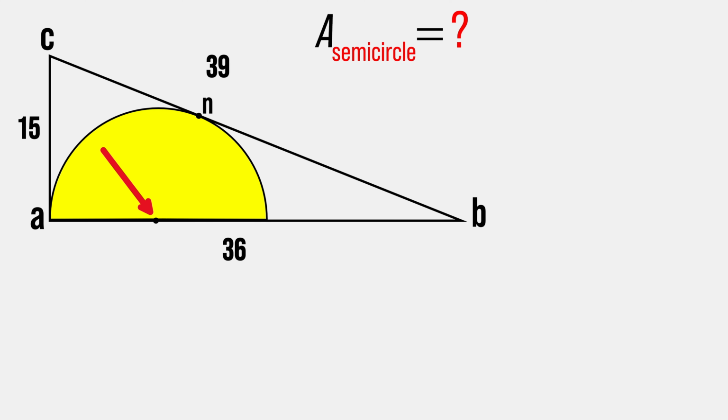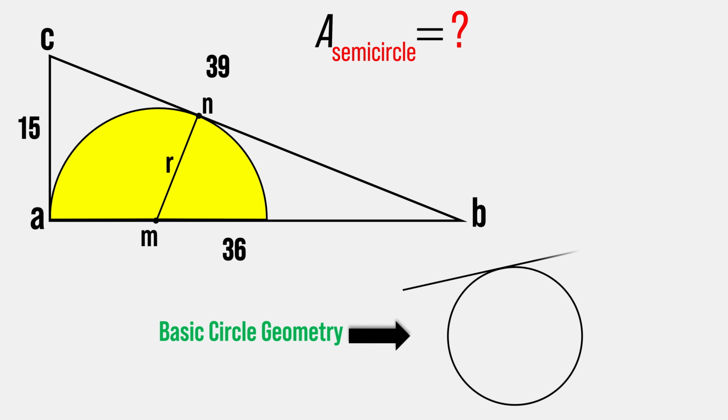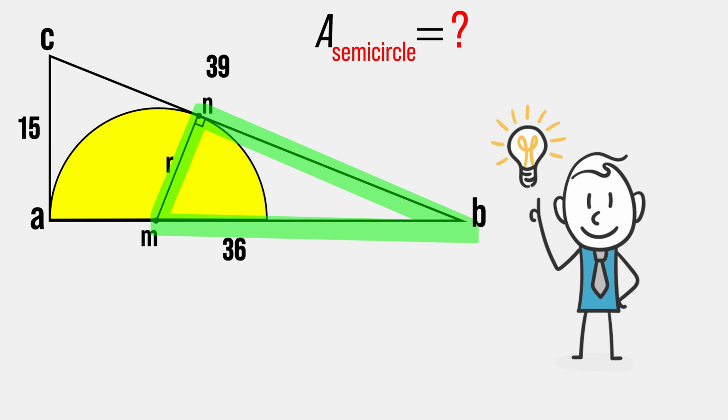Now, let's name the center of the semicircle M, and draw the radius from M to the point of tangency seen on the triangle. Let's call this radius r. From basic circle geometry we know the radius is perpendicular to the tangent line at the point of contact. Now we have a smaller right triangle inside.